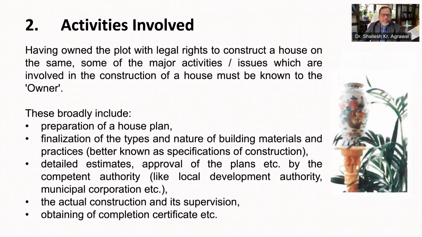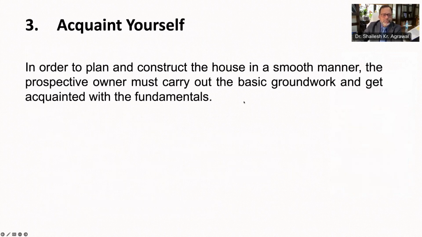Once the plan is ready, the materials and building construction system, that is masonry structure or RCC frame construction, need to be finalized, and detailed estimates are to be prepared so as to have idea of estimated cost. Also, the plan needs to be submitted for approval to the urban local body or a development authority. Once the approvals are in place, the actual construction starts along with supervision, and finally, the completion certificate is to be obtained from local authorities before using the house.